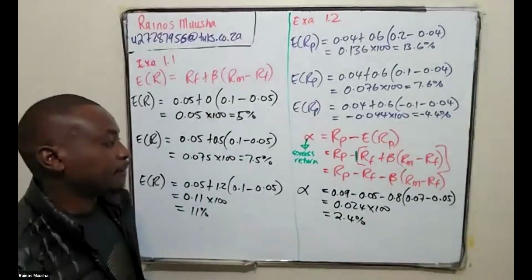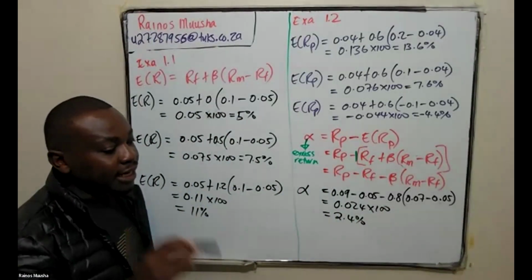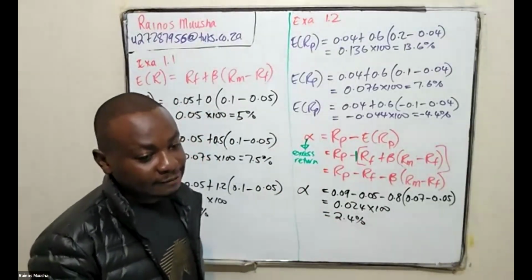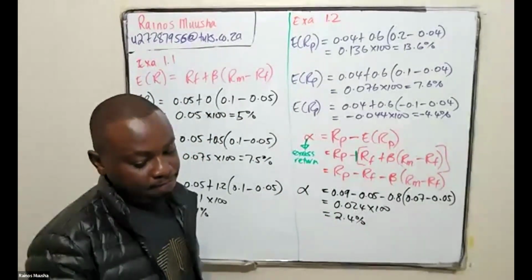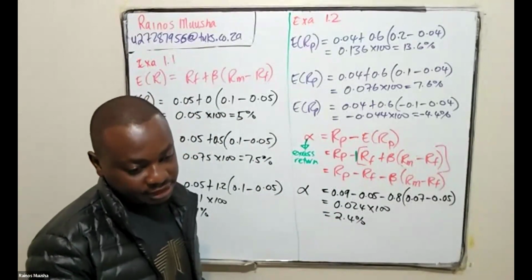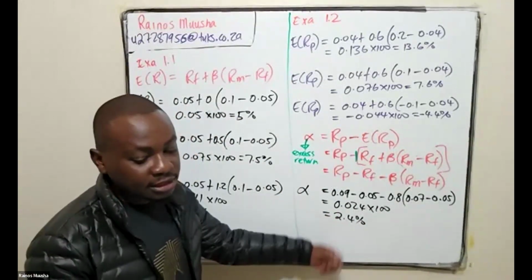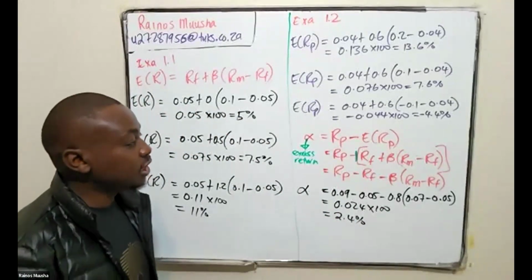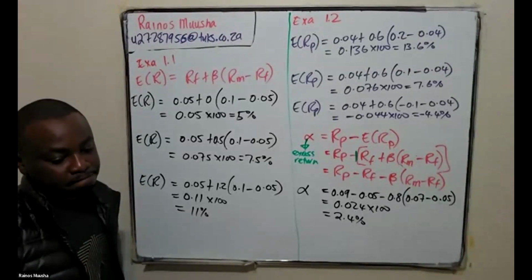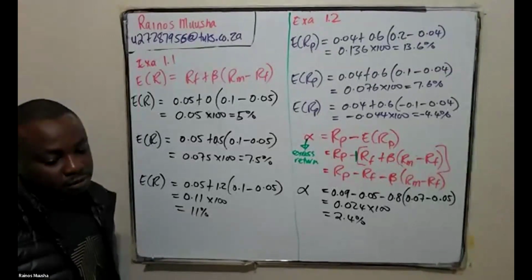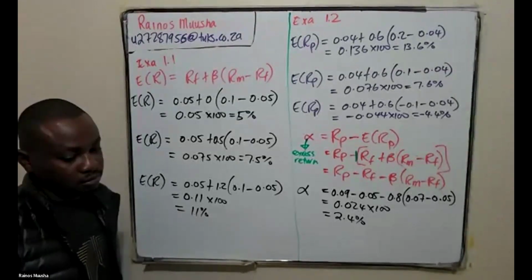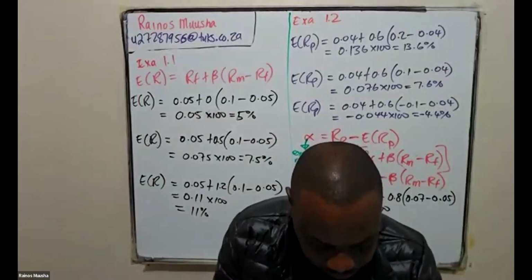So I basically say the portfolio manager has managed to beat our expectations by giving us an extra 2.4% from what we needed or from what we required. So the portfolio manager has managed to exceed our expectations by giving us 2.4% over and above what we required or what we needed as an expected return. Are we on the same page? Any questions? Moving on.